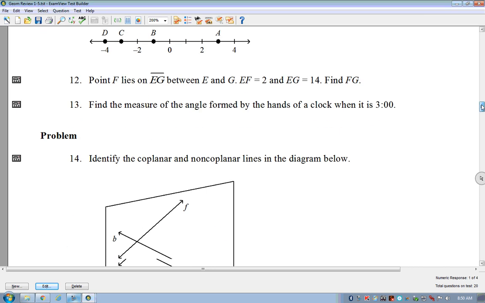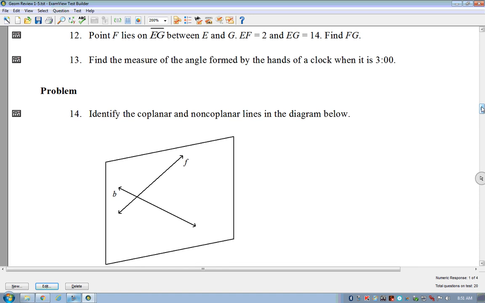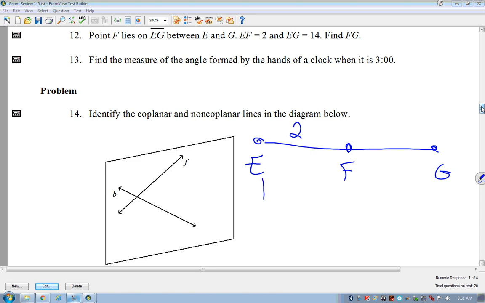All right. Let's see, number 12. Point F lies on EG between E and G. We're kind of going right back up to some of the other questions that we've done. What do I need to do here? Draw a line segment. Good, thank you. E, G, F. EF is 2. EG is 14.